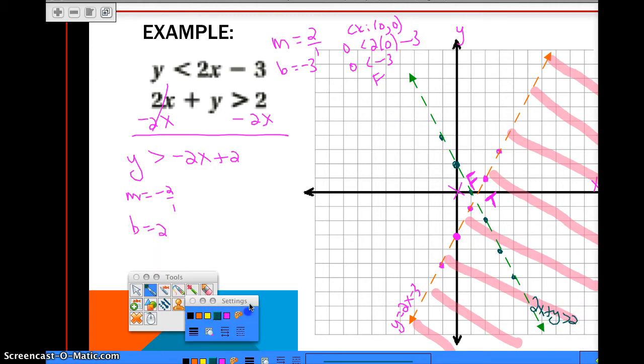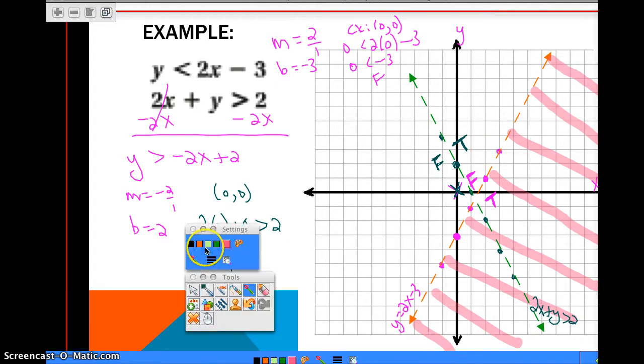Now we have to do our checkpoint, which is going to be 0, 0. That's going to tell us, be careful, we're looking at this line right here, the green one. Is 0, 0 true, or is this point false? So we end up doing 2 times 0 plus 0 is greater than 2. Is 0 greater than 2? That is false. So if you go to your green dotted line, this side is false because the point 0, 0 is on the false side from this, which means the other side of that green dotted line must be true.